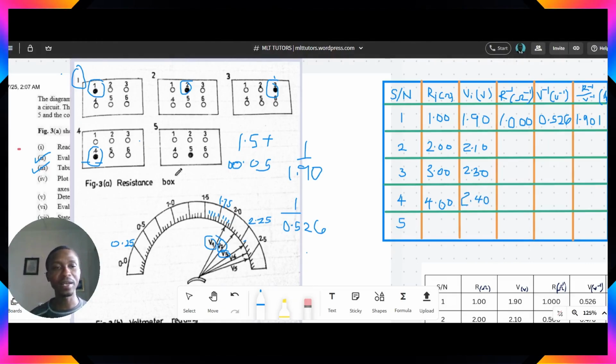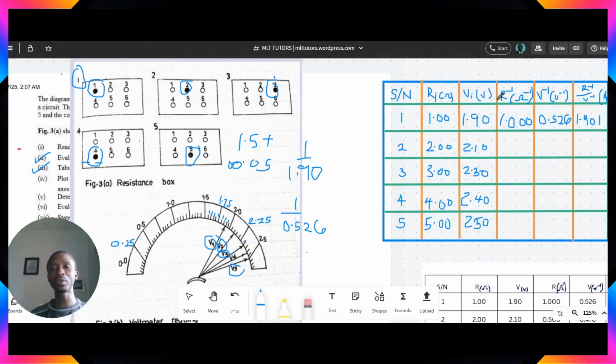And finally, our resistance, which is 5 ohms for the last observation, and the corresponding value of the voltage at that moment for V5 is actually 2.50. So that's how you go about the table, and that should fetch you about 8 marks.